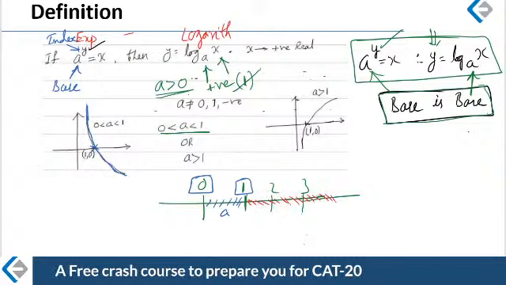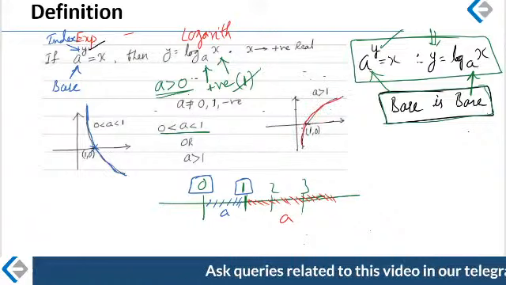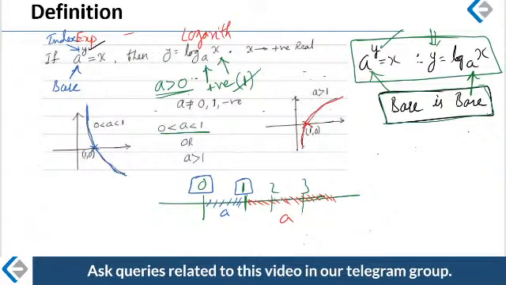Because anyway it can't be 1. What if it goes beyond 1? If A takes these kind of values, then the graph would go in this fashion. All right, that's about the graph. Anyway, we'll study more about this in the graph.